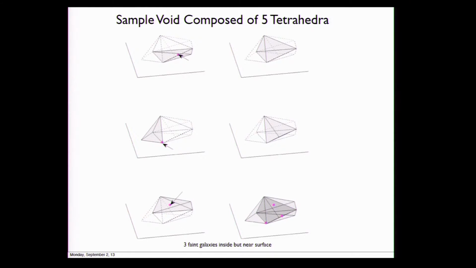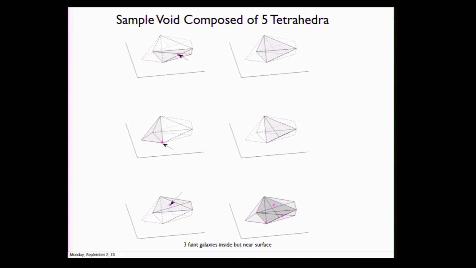And here's just a visualization of a sample of a void. This is from the actual Sloan data. This is one void composed of 5 tetrahedra that are sharing faces. And of course, by definition, this void is empty. There are no galaxies in the volume-limited sample within this void. And I should say there are 5 tetrahedra, so I show 5 different plots where one of the tetrahedra is emphasized by shading, and then finally where they're all emphasized, but the shared faces are even darker.